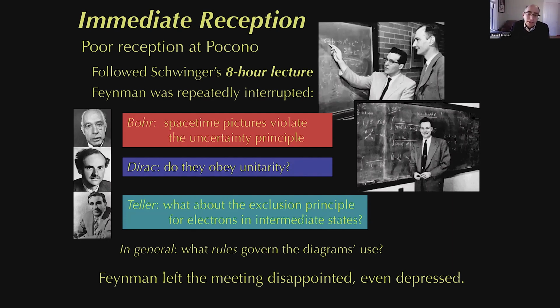So in general, what this very esteemed but small, elite audience kept asking during this scattered presentation of Feynman's was, what rules govern their use? It really looked like he was making it up as he went along, and he was not able, at least at that moment, to articulate the rule-bound techniques that would yield a set of calculating techniques comparable to Schwinger's very pristine, very precise algebraic approach. So by many accounts, Feynman left this meeting disappointed, maybe even depressed. It was not a great start for these new techniques, and he was really down.